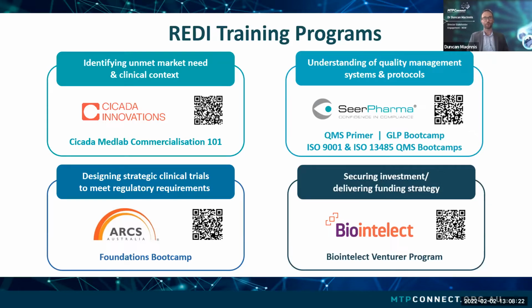CF Pharma are running a program around quality management systems, which includes a free primer that anyone can access, as well as deep dives into GLP, ISO 9001, and ISO 13485. Those are separate courses, which do have a small cost attached to them, but are excellent, very in-depth programs on those areas. ARCS will be running a program around designing clinical trials so that they meet the requirements of payers, as well as showing safety and efficacy.